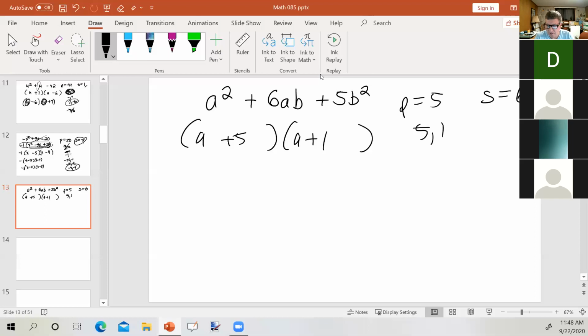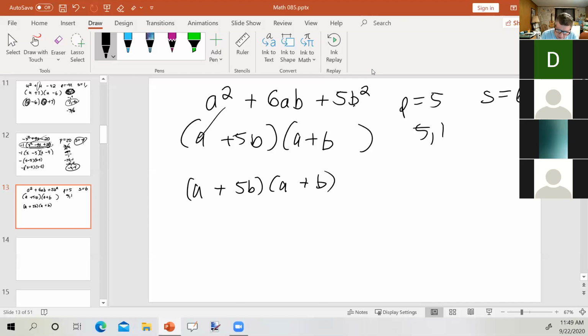No. What have I left out? The variables. Yeah, the b's. The b's are gone, right? So how is that b squared going to get split up? Well, it's going to go here, and I'm going to change that 1 into a b instead of just writing 1b. So I'm going to have a plus 5b times a plus b.